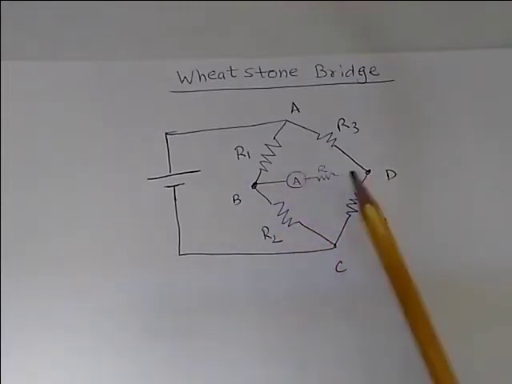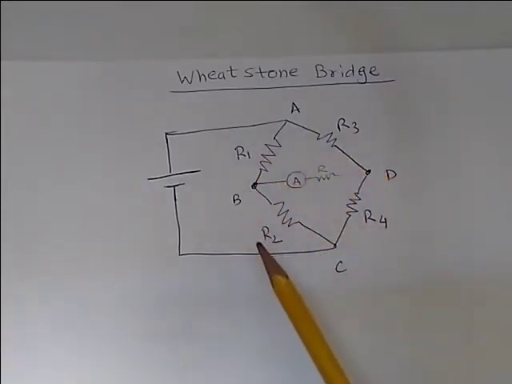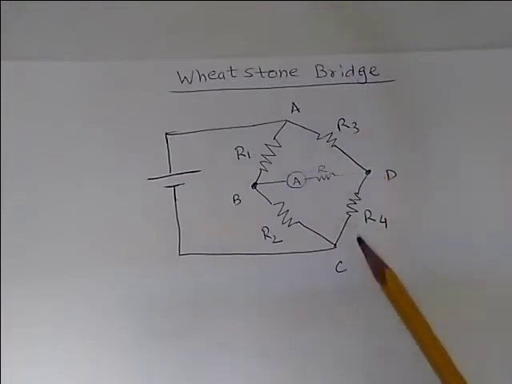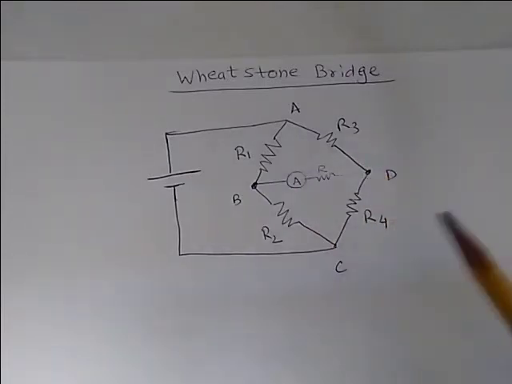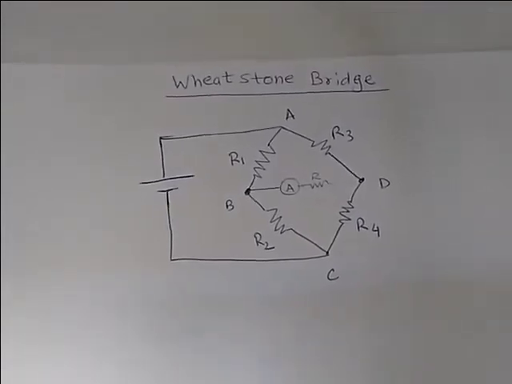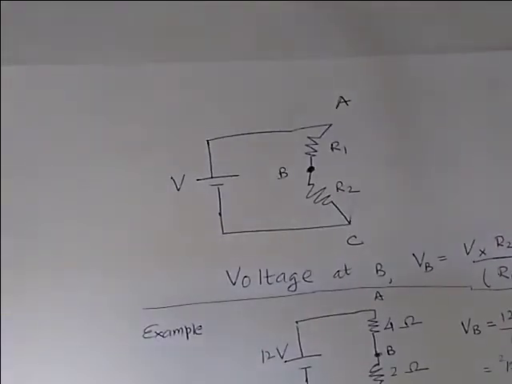And this is possible when the voltage at B is equal to the voltage at D. And it happens under certain conditions or proportional values of R1, R2, R3 and R4. We will derive this formula and learn about this. Make sure you go through the whole of this video to understand it completely. So we will work on a few examples as well.